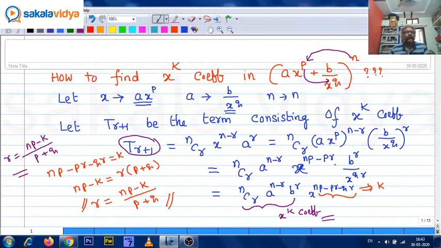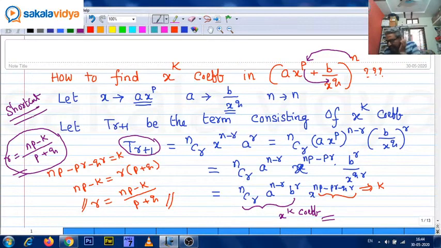In problems we don't do this lengthy method. Simply we can make use of this formula. This is the shortcut formula. I derived the shortcut. For example, for the independent term, k becomes 0. That means r = np/(p + q) gives the independent term.